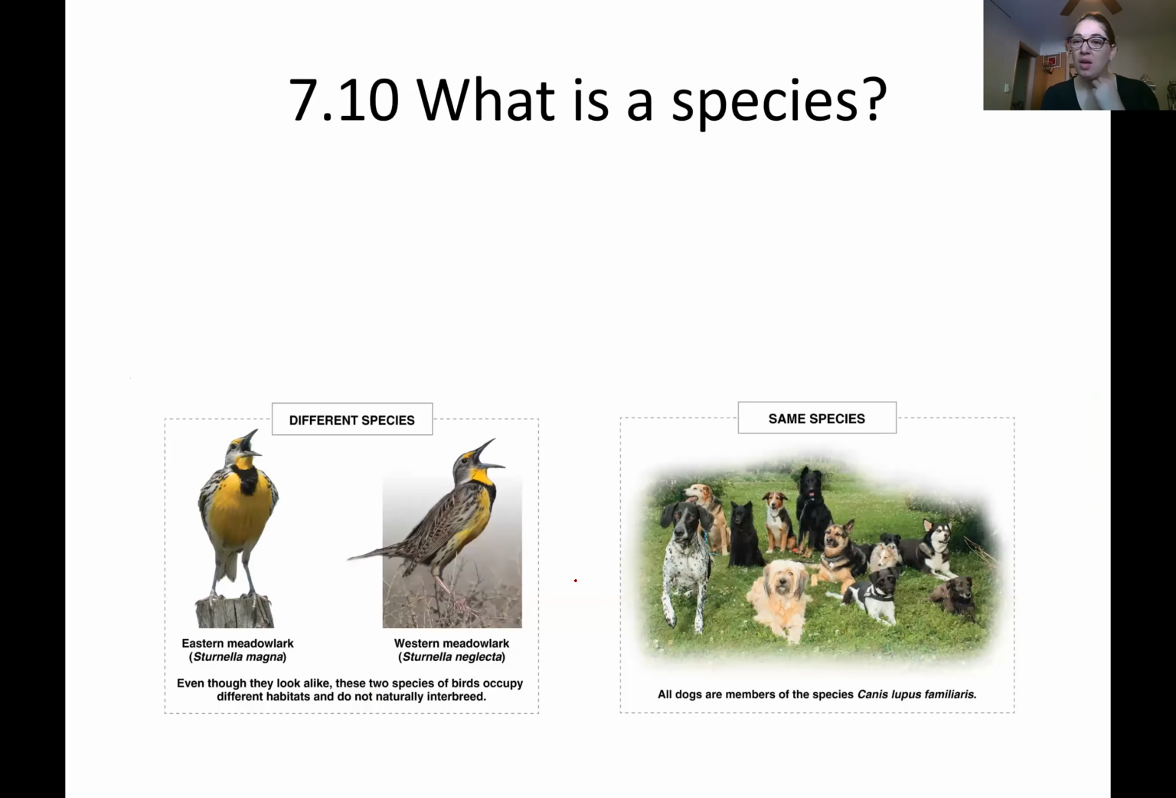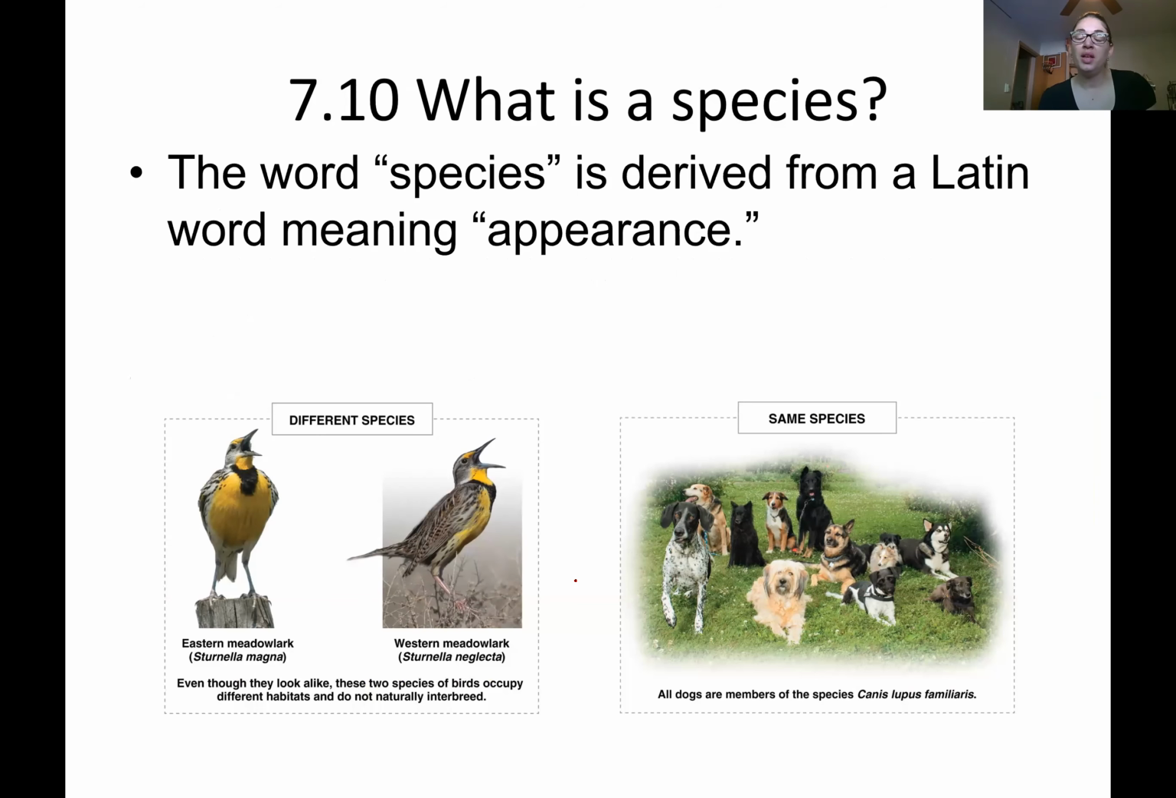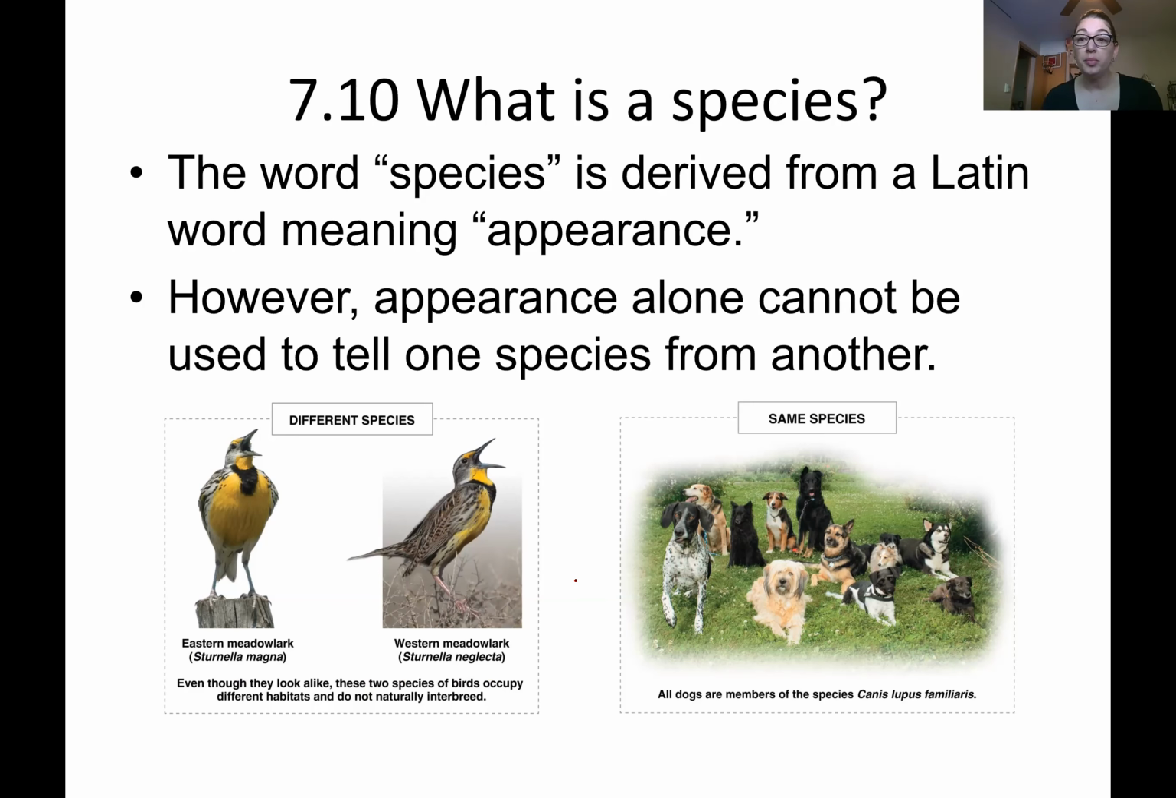Okay. So, talk more about what is a species here. The word species comes from the Latin word that refers to appearance. Up until recently in the history of biology, we used the appearance of an organism, its morphology, to distinguish one species from another. However, we now know that appearance alone cannot be used to tell one species apart from another. There's more going on than just appearance, and sometimes we have species that look the same that are actually different species.